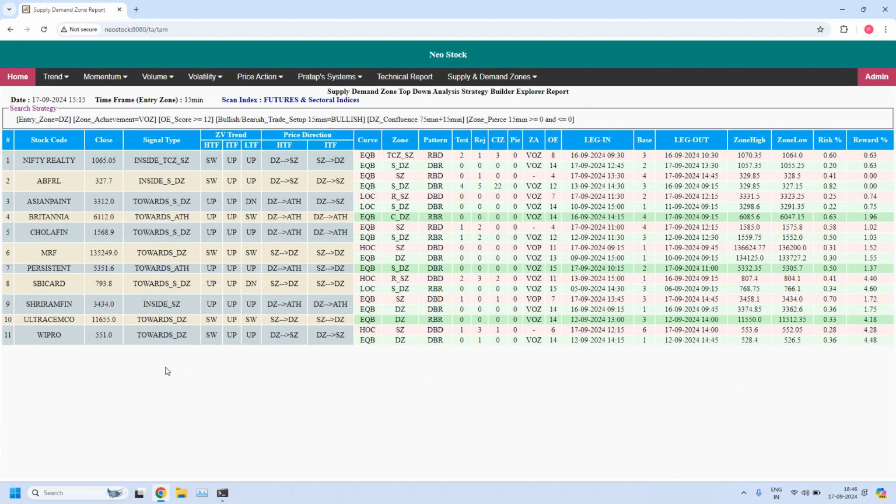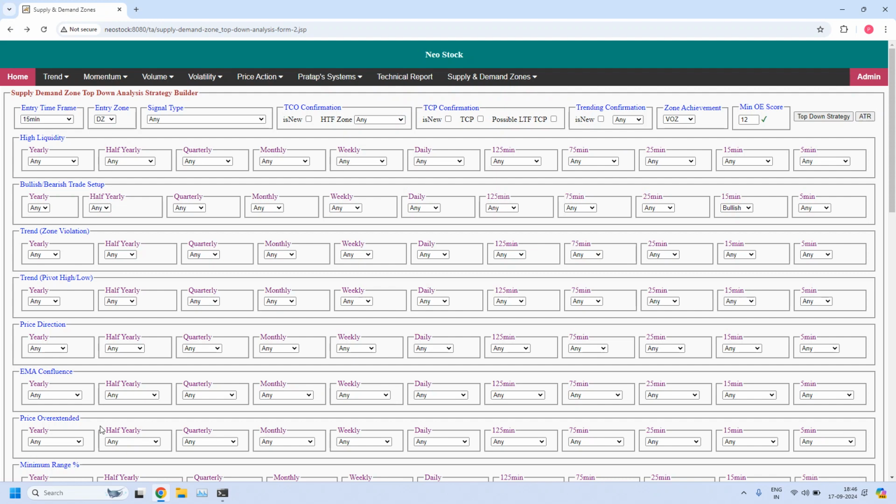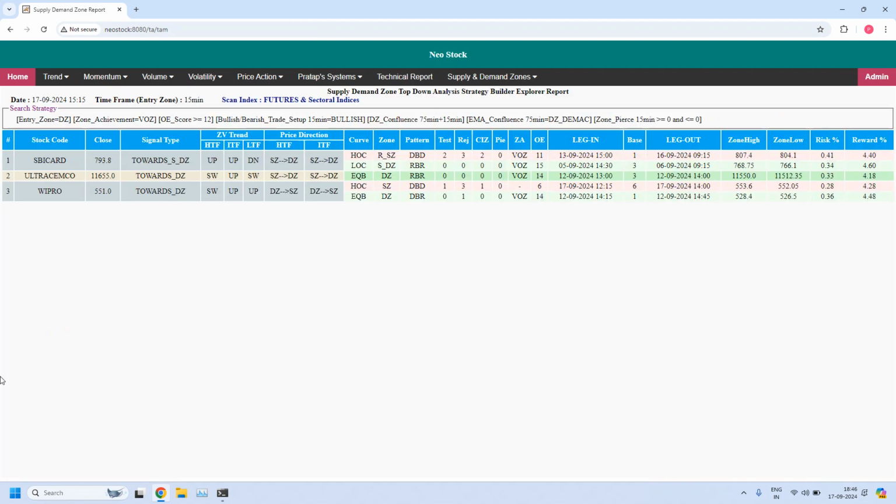And the 75 minute trend is uptrend. If the 75 minute zone is having daily EMA confluence, it is a high probability trade setup. So let's verify. In the EMA confluence at 75 minutes, I am enabling the filter daily demand, 75 minute demand zone with daily EMA confluence. Let's verify. So 3 stocks are filtered. These 3 stocks are also having a daily EMA confluence. The 75 minute zones are having EMA confluence, and the 15 minute zone is part of the 75 minute zone. So it's a high probability trade setup.